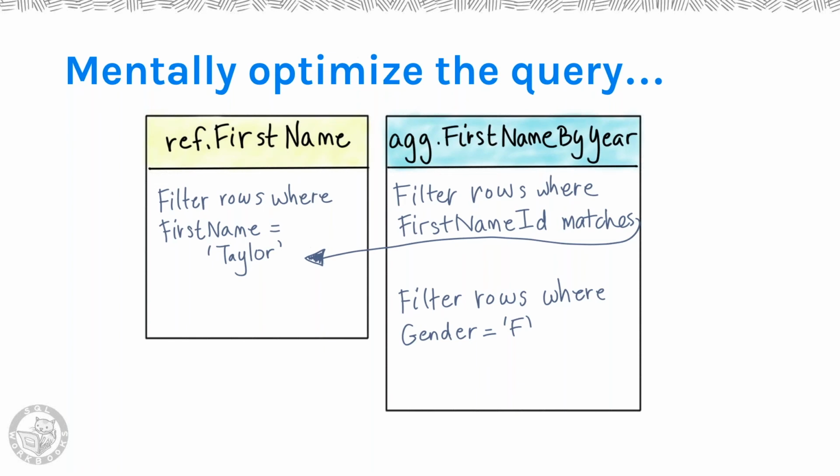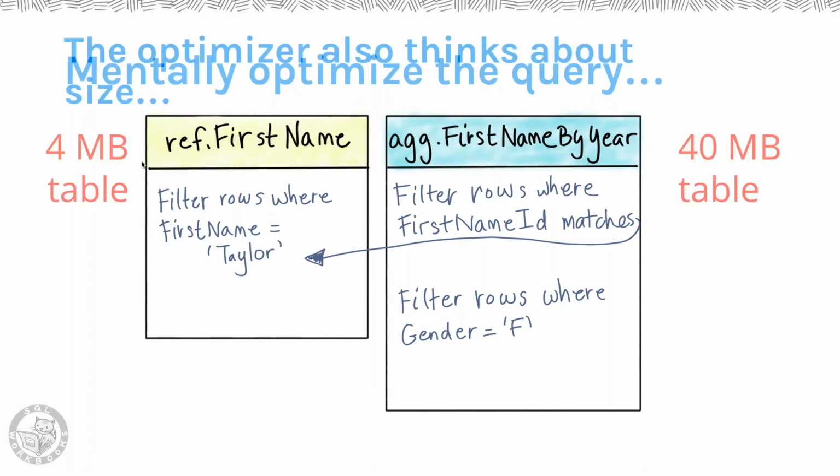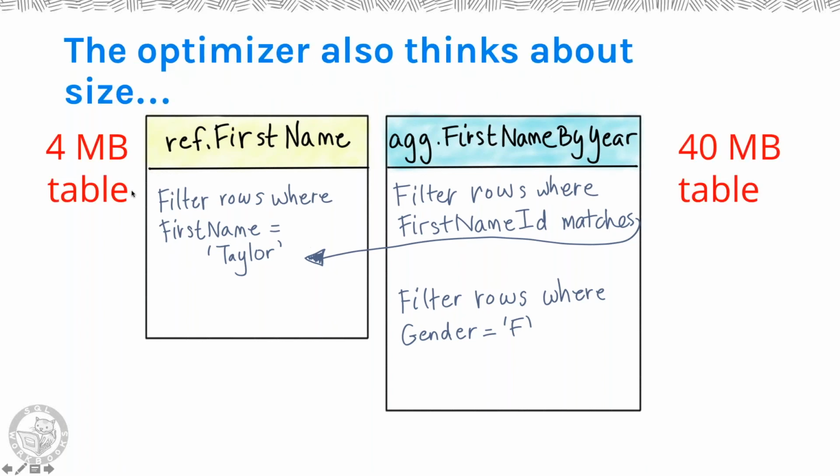So, mentally optimizing the query. We need to join together. The query says, okay, I only want the babies named Taylor. To find the babies named Taylor, we need to search through the ref.firstname table, because that ref.firstname table is the only place where first name is in a character value. In ag.firstname by year, we just have those surrogate IDs, right? So we've got to go over here and say, I need to filter on ref.firstname rows where first name equals Taylor.